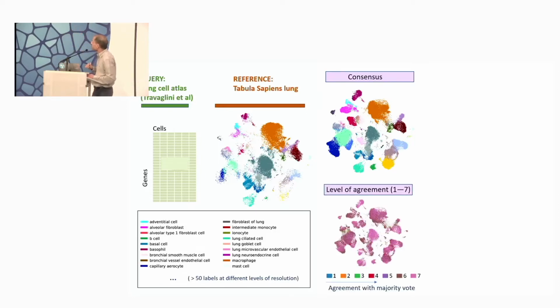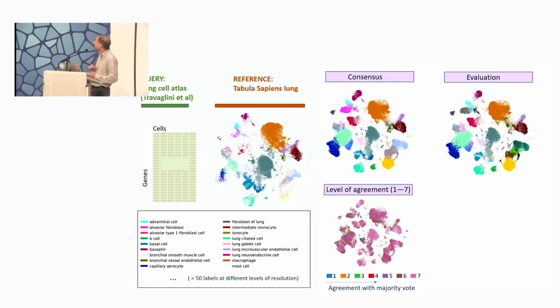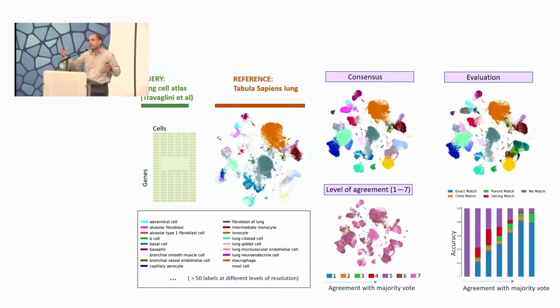But in addition to that, we can also see the level of agreement between the different algorithms. It's a score from 1 to 7 of how much the algorithms agree between themselves on every cell type that we have there. Because this data set has already been annotated, we can evaluate the results, and we can see that the consensus reaches quite satisfying levels of accuracy, but more importantly, as the consensus level increases, the accuracy increases. Now, why is this important?